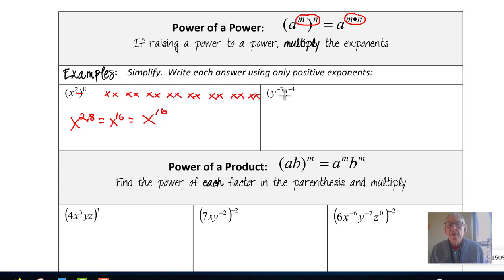Okay, here we have y to the minus 3 to the minus 4. Minus 3 times minus 4 is a positive 12. Y to the 12th is going to be the answer for that.